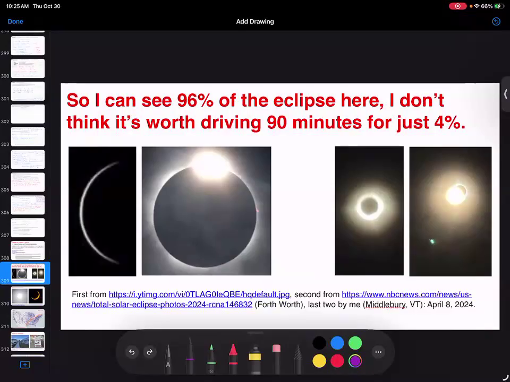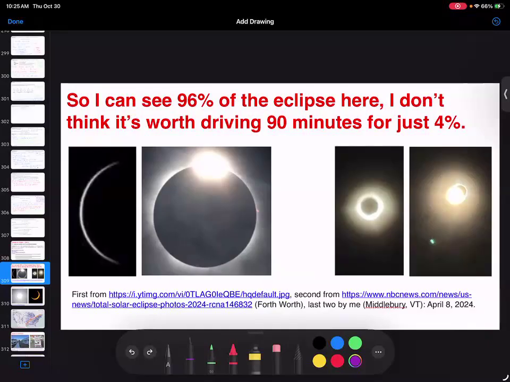There were so many people driving, it actually took more time to check into the hotel than it took to drive to the hotel. And we heard some people say they didn't want to deal with the traffic. They weren't going to do the last hour of driving, the last 90 minutes of driving. They didn't think it was worth it. They thought, oh, seeing 96% of the eclipse is enough.